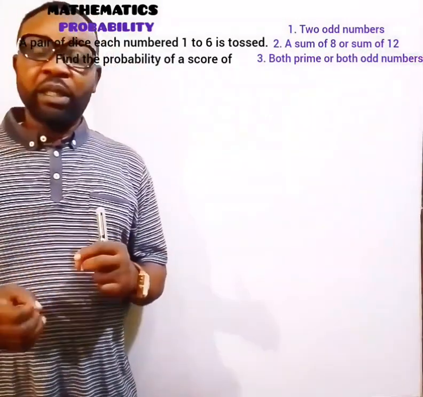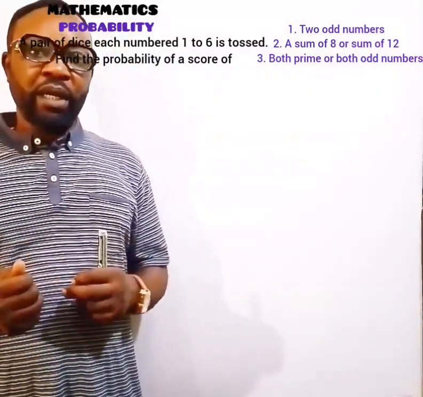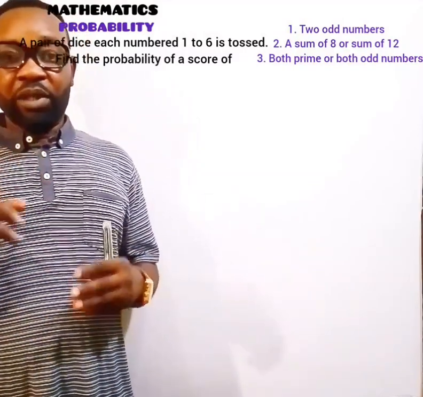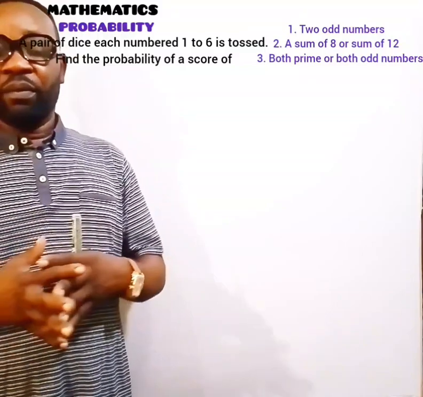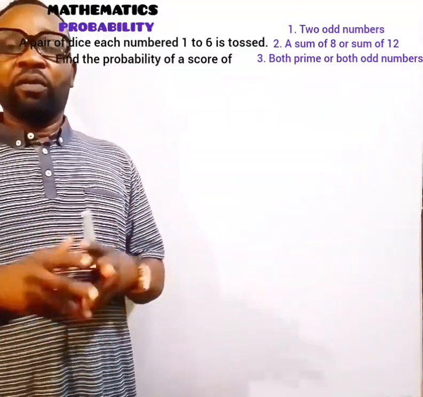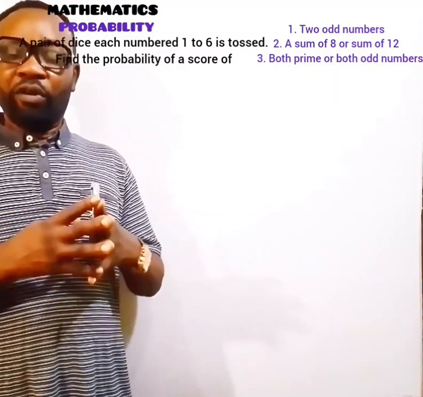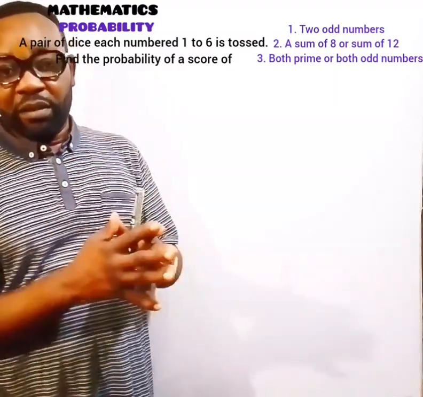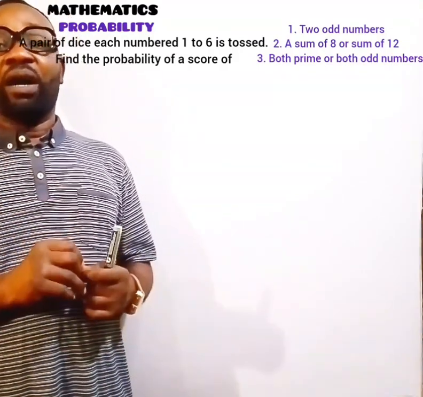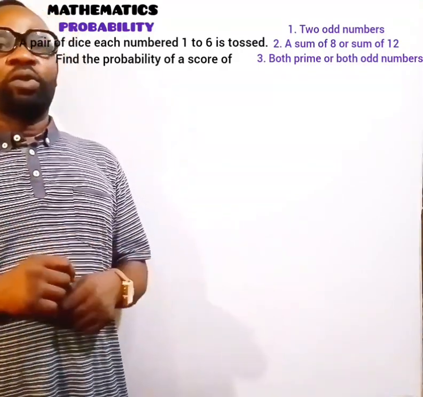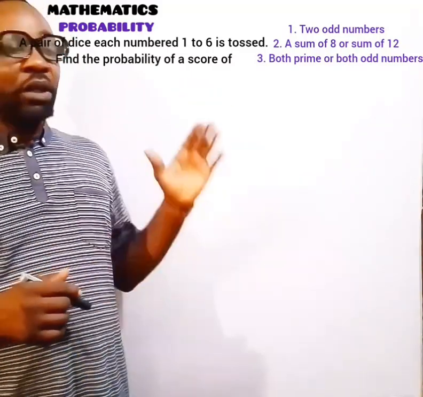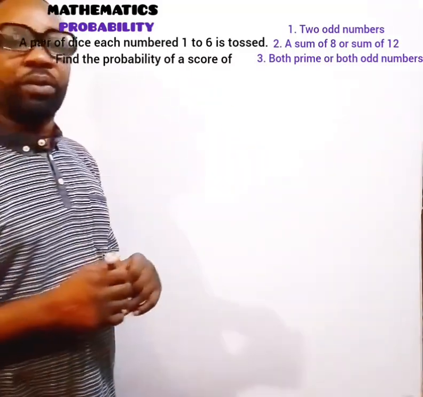Don't forget that when you toss a single die, you are going to have 6 different numbers coming out, which is 1 to 6 for a single die. That is the sides that a die has. Now, when you have a pair of dice being tossed, it means that 2 dice are tossed, or a single die tossed 2 times. So the outcome we are going to have is what I'm going to construct right now.